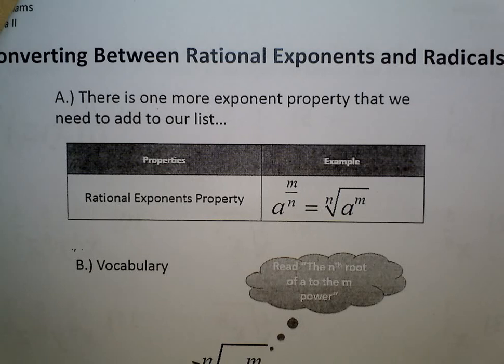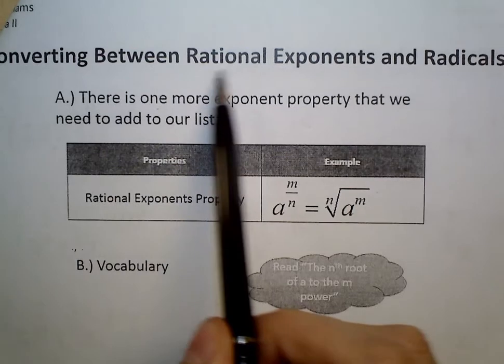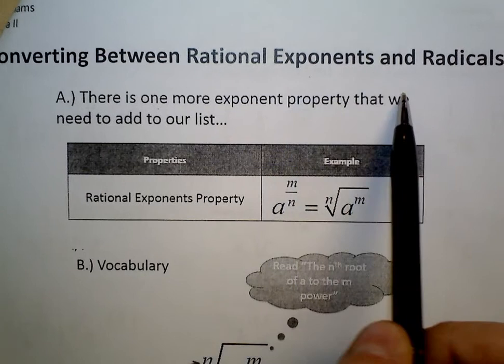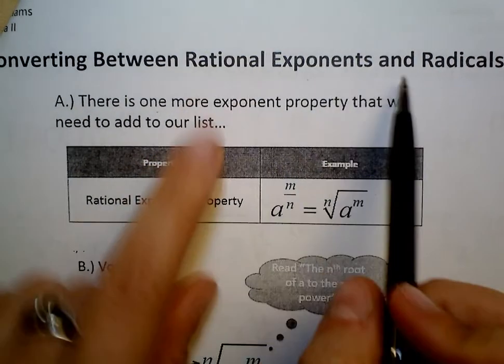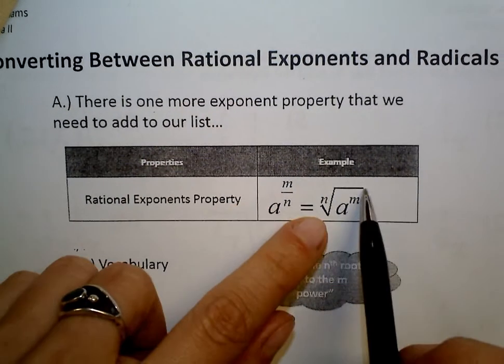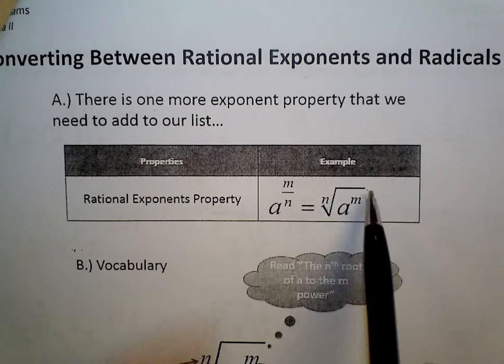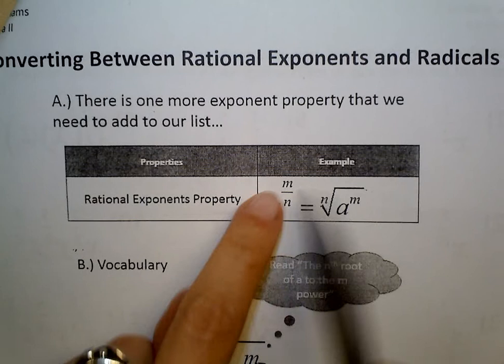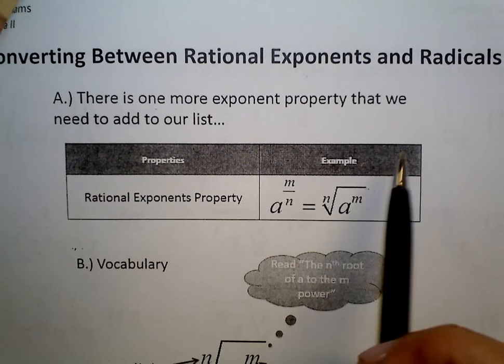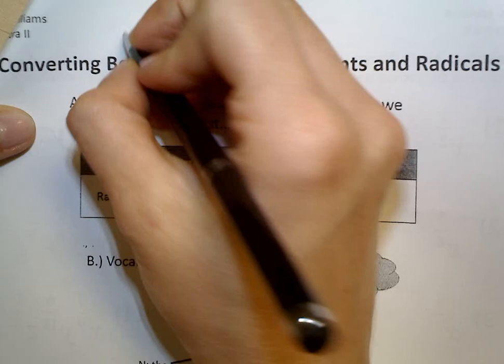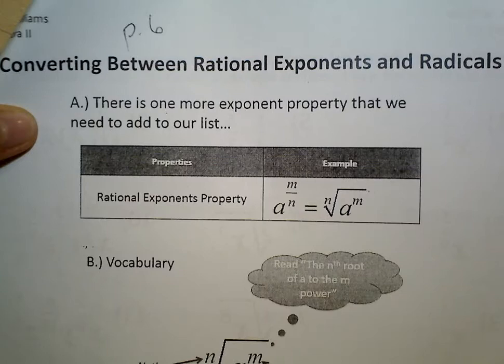Okay, so I'm going to be talking about converting between exponents and radicals. We know what exponents are. Radicals are this little root sign here. That means radical. And I want you guys to be able to go back and forth between an exponent and a radical. So I'm on page 6 of our packet, so if you guys can turn to page 6.